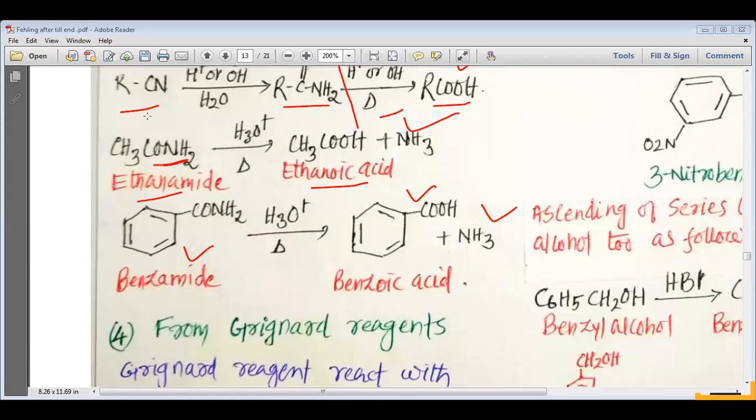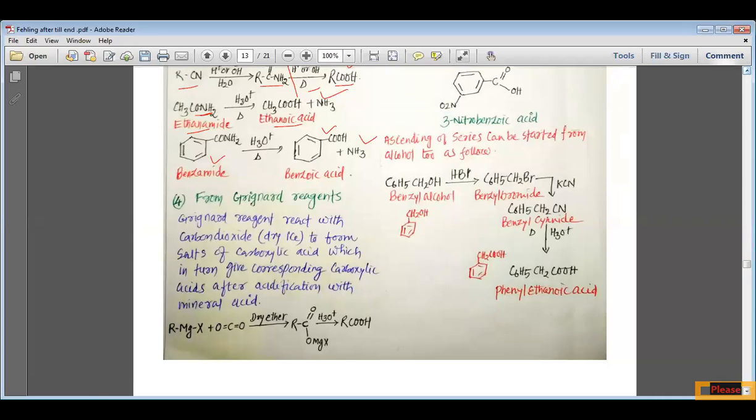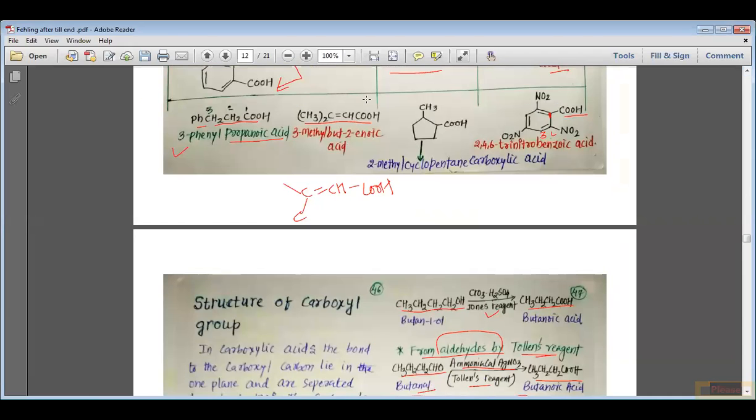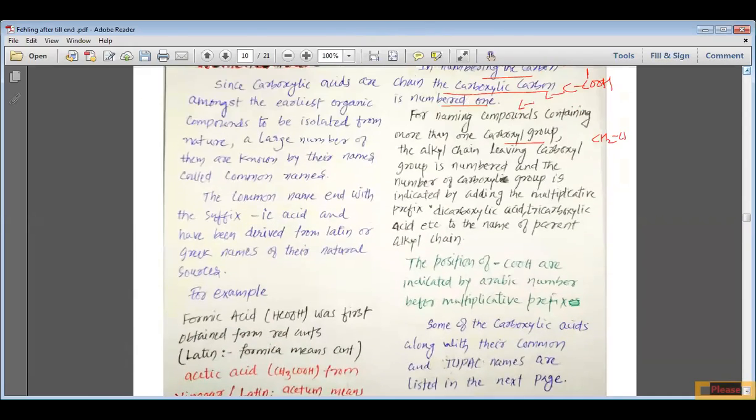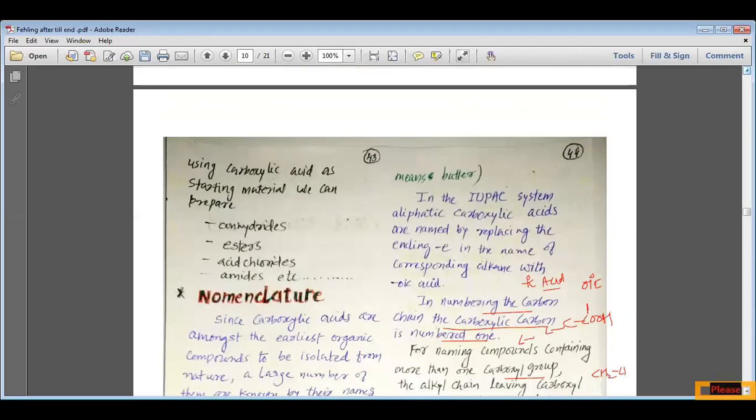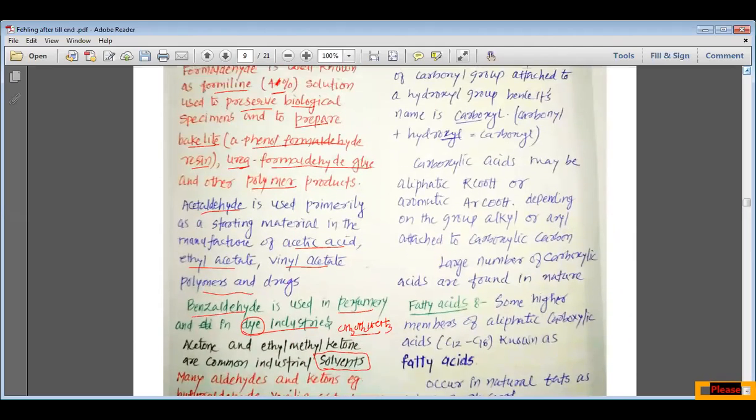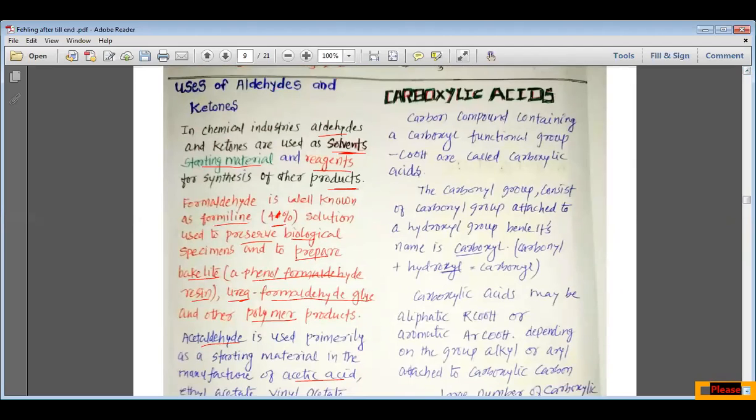So let me go for a revision. In today's class, my dear students, we have studied carboxylic acids. You have seen that carboxylic acids are compounds that are obtained from nature in various ways. Carboxylic acids are obtained from butter, which is butyric acid; from ants, which is known as formic acid or methanoic acid; and from vinegar, which is known as acetic acid. And they have been known for a long time.